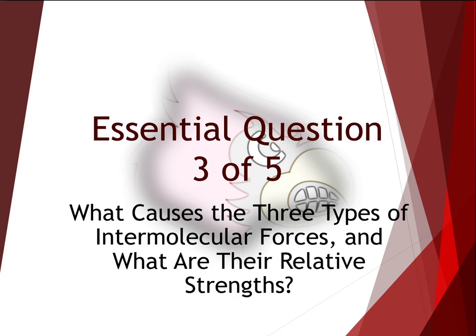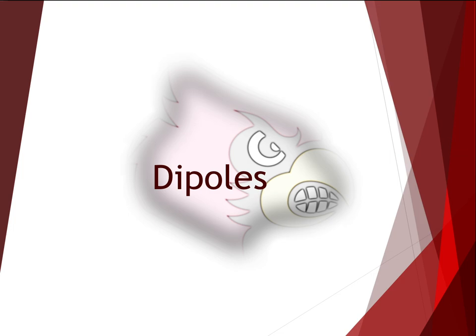This video is for Chemistry in the Earth System, Unit 3.4, Lewis Structures and Molecular Geometry. Today's essential question is, what causes the three types of intermolecular forces, and what are their relative strengths? First main idea, dipoles.